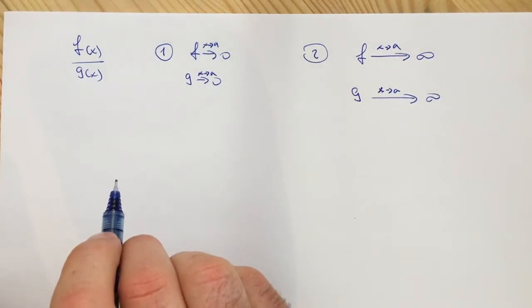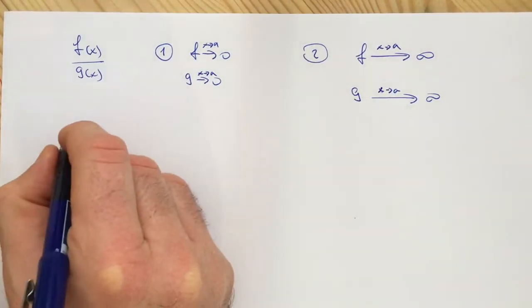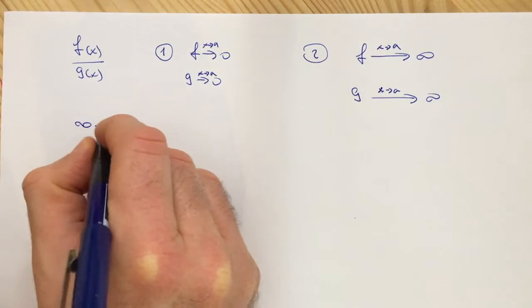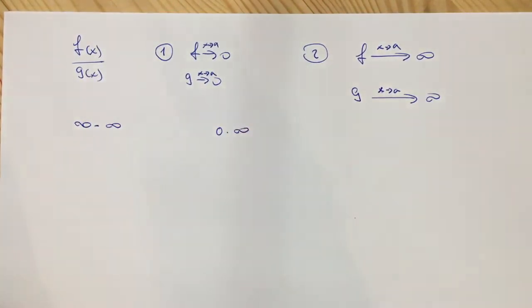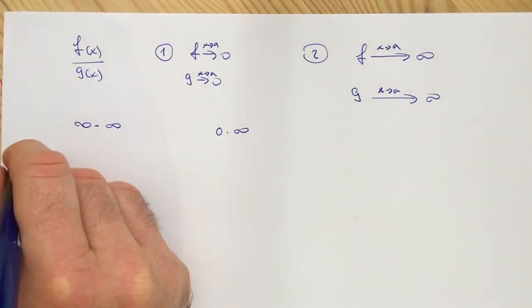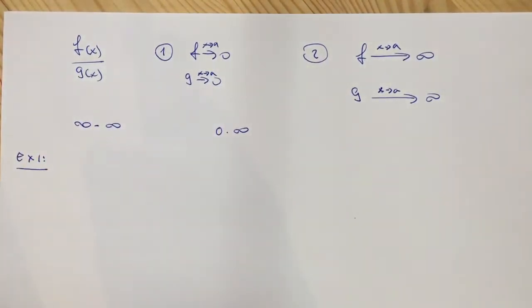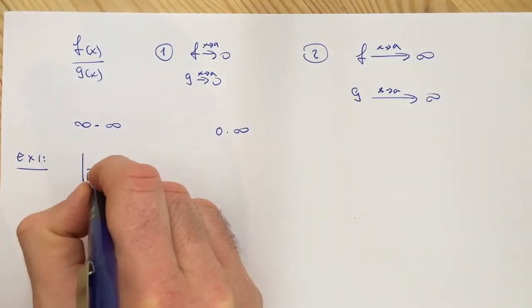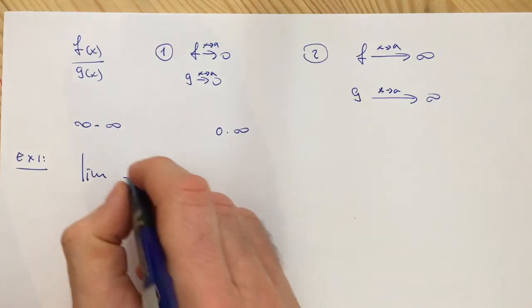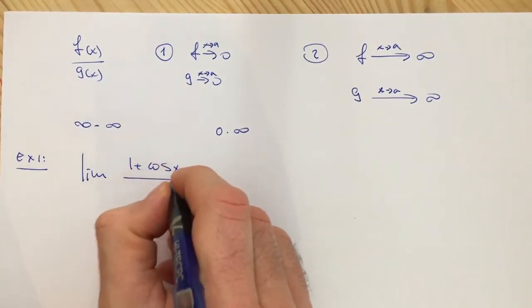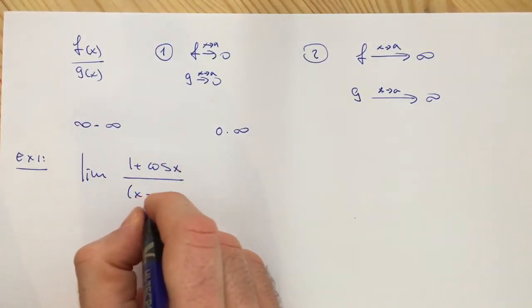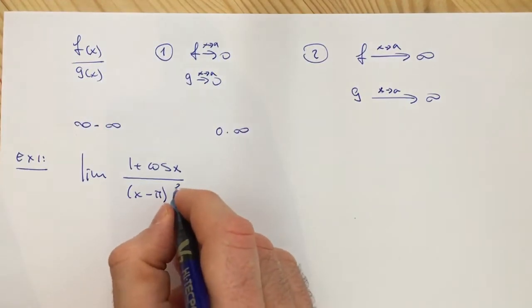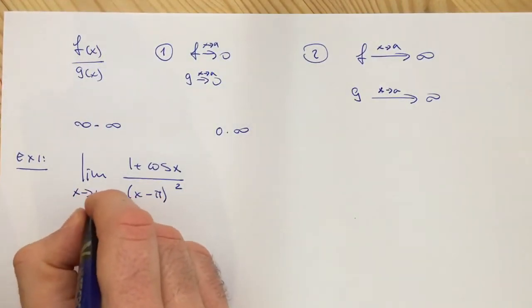And also we talked about the indeterminate forms of the type infinity minus infinity and 0 times infinity. Okay, so let's do example 1. We have the limit of 1 plus cosine of x over x minus pi squared as x approaches pi.